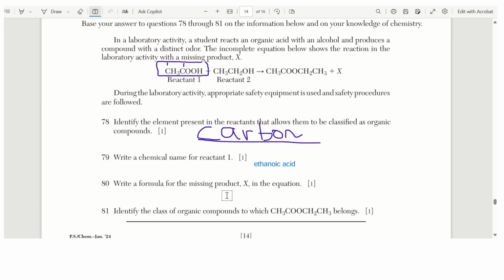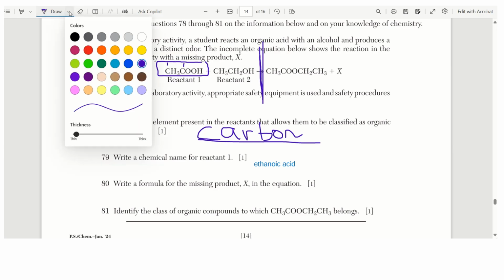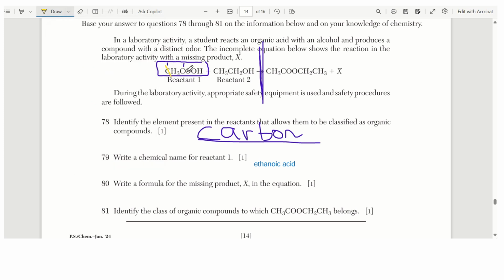Number 80, write a formula for the missing product X in the equation. So I've got to figure out what's missing, right? Here are the two sides of the equation. Let's start by counting carbons. 1, 2, 3, 4. How many on this side? 1, 2, 3, 4. Okay, so I'm not missing any carbons.